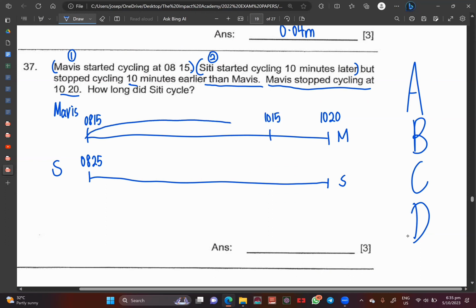From here all the way to 10:15 is how many hours? 2 hours. Am I making sense here? And then after that, from here to here is how many minutes? Just simply 5 minutes. Isn't that true? So in total, for Mavis herself, it is 2 hours, 5 minutes. You all agree or disagree? Now, for Siti, she actually stopped cycling 10 minutes earlier. So Siti stopped at 10:10.